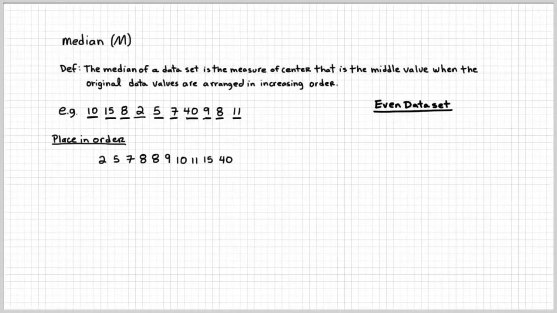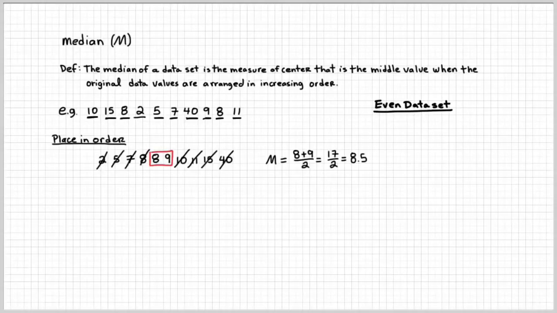Well, we can cross out values starting from the edges on both sides. So let's cross out 2 and 40, 5 and 15, work our way in, 7 and 11, 8 and 10, and you notice that we have 8 and 9 left. If I cross out 8 and 9, I'm not going to have anything left over. So somehow 8 and 9 is involved in the median. What we need to do is find the average. What's between 8 and 9? Well, if we add 8 plus 9 divided by 2, we get 8.5. And that is where the median lies.